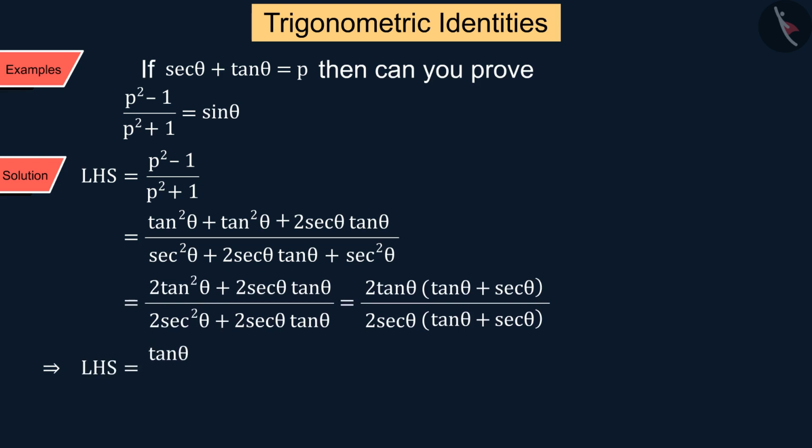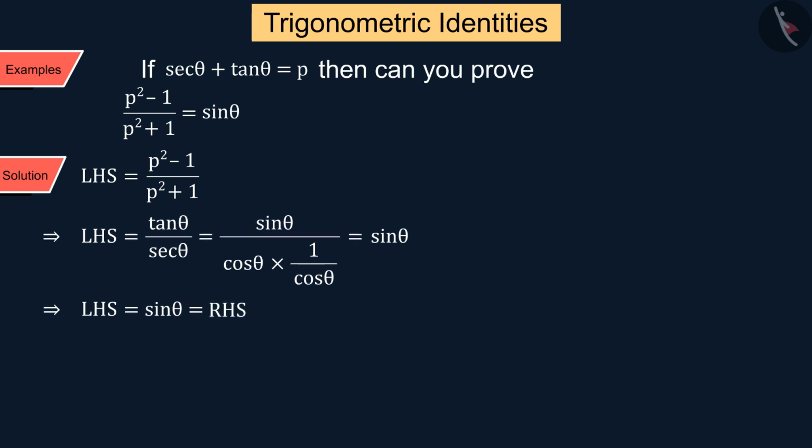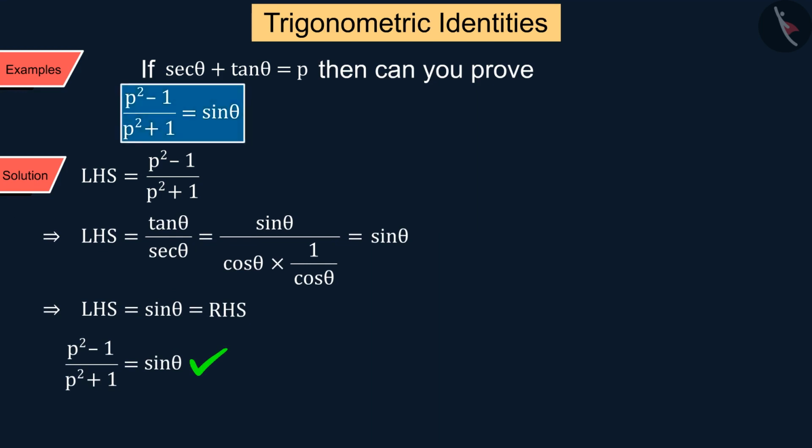tan theta upon sec theta. But we know that we can write tan theta as sine theta upon cos theta and sec theta as 1 upon cos theta, from which we get the left side value sine theta, which is equal to the right side of the given equation. Thus, we proved it. But is this the only way to prove this equation? No, we can solve it in other ways also.